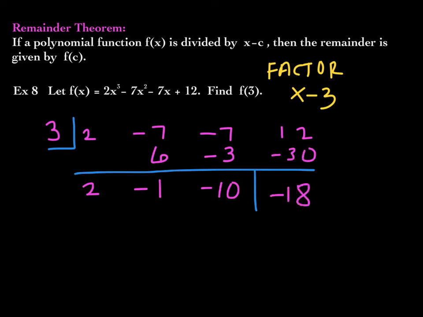Look at that, everybody. What we just showed is that f of 3 is negative 18. And we use synthetic division. That's what the remainder theorem says. That if you use synthetic division, your remainder will be the same thing as taking 3 and plugging it into the function, right? The remainder is f of c.